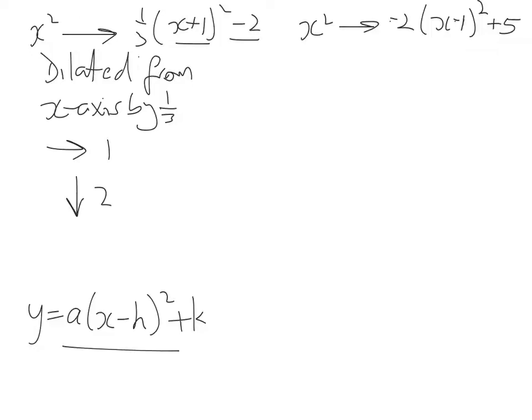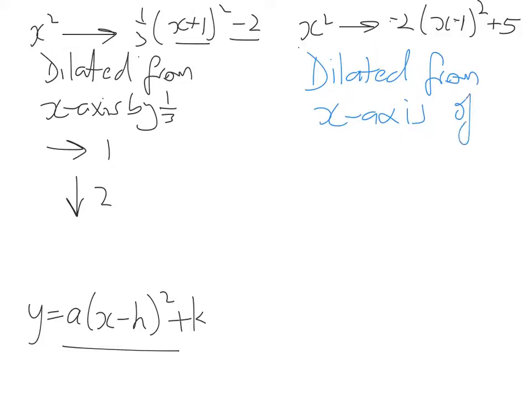Now, over here, we've got x squared becoming this. So this, it's dilated from the x-axis by a factor of 2. So that takes care of that. It's also negative, so therefore it's reflected in the x-axis because that 2 is negative.